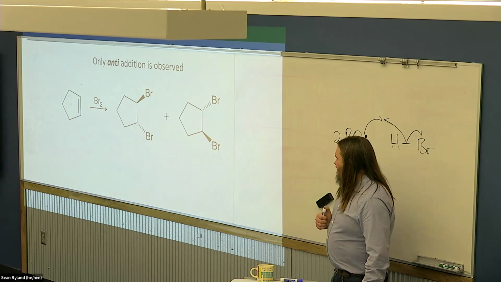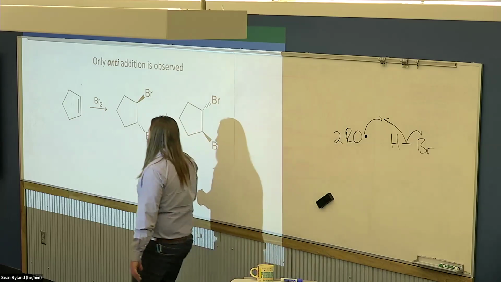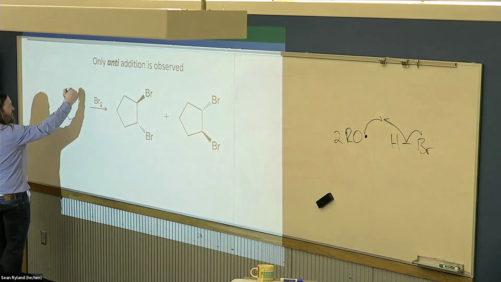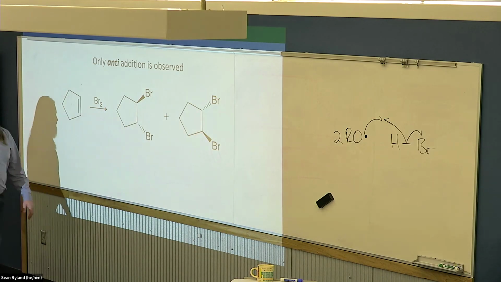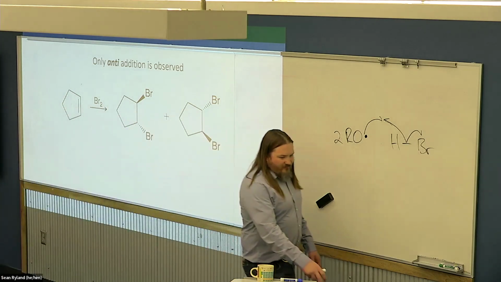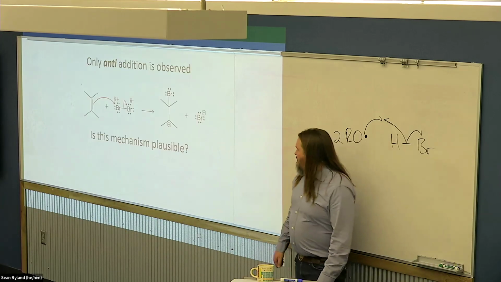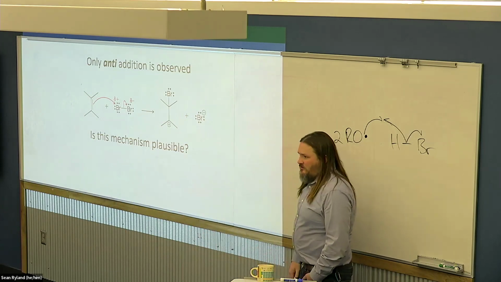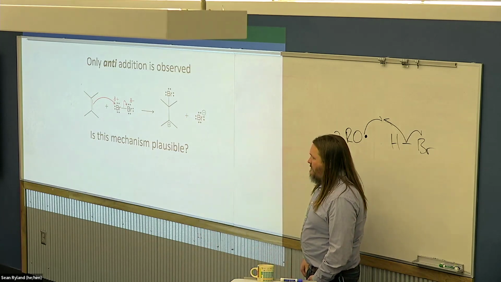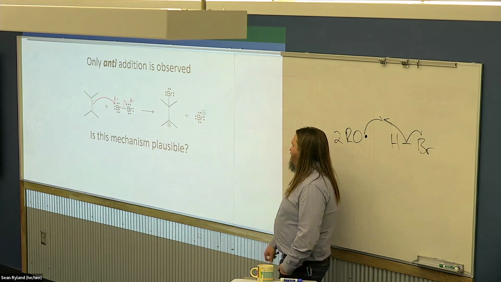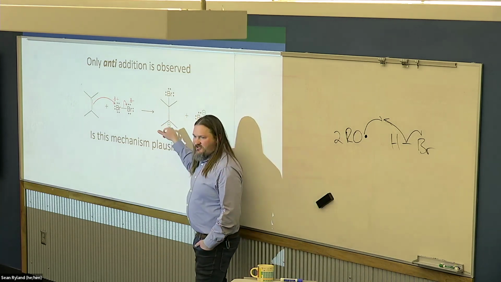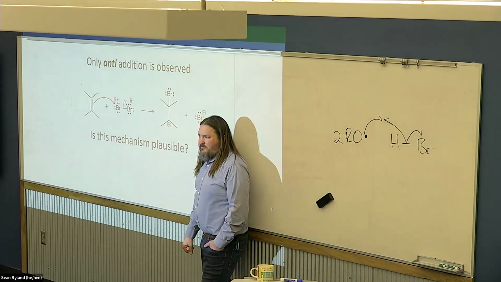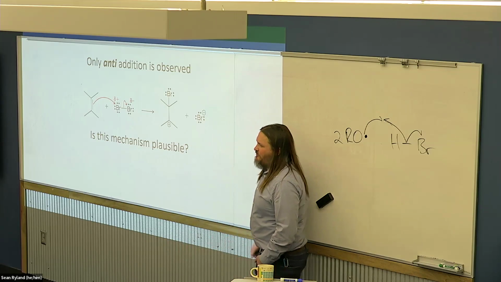All right, so if it was hydrobromination, we start by breaking the pi bond, make a new hydrogen bond, we get a carbocation, right? Is that feasible? Is that plausible for this reaction, if only anti is observed? What is that intermediate going to look like as far as geometry goes? What's the geometry? What hybridization does the carbocation have?